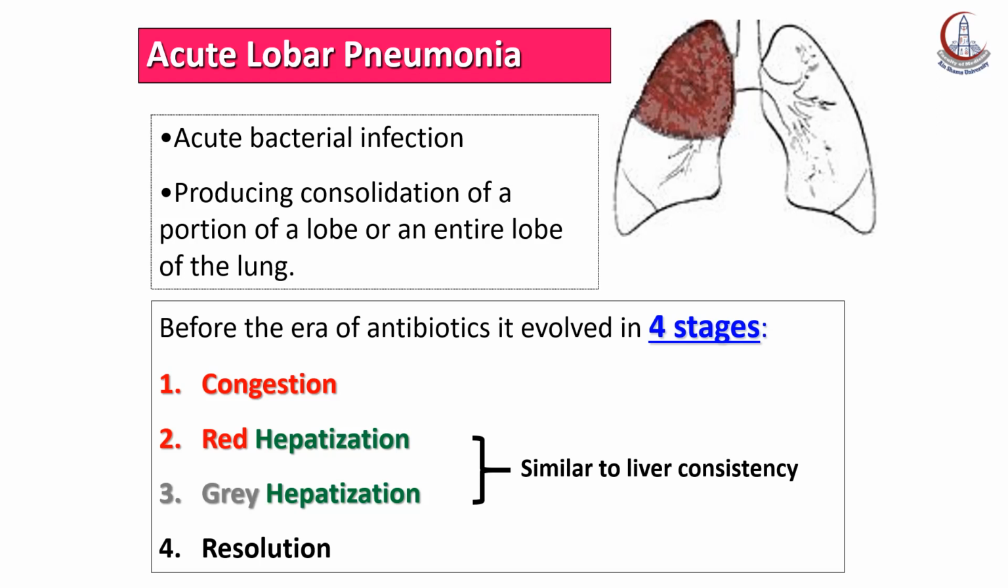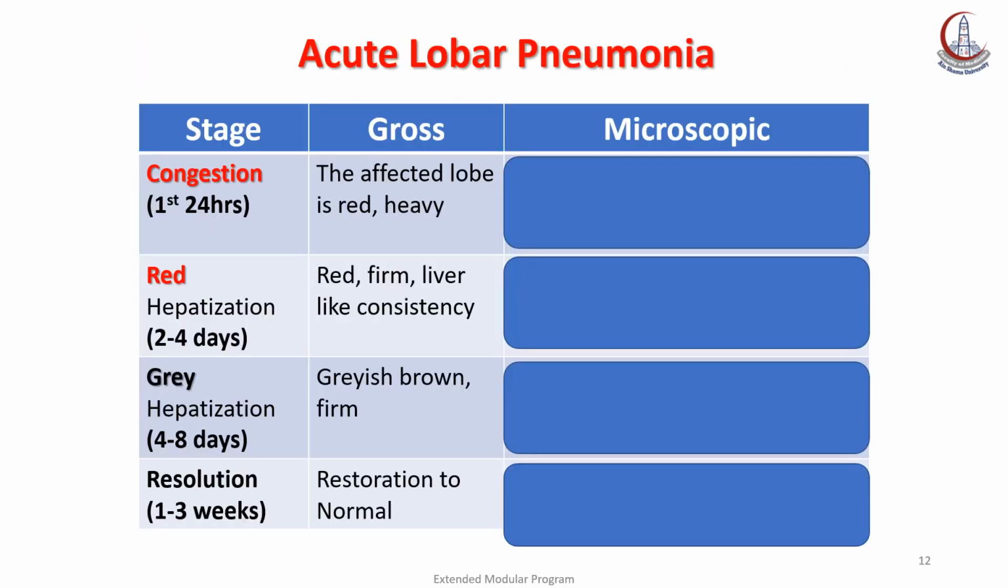Hepatization, similar to liver consistency. Instead of being spongy, it becomes more solid like liver. Stages of acute lobar pneumonia start with the congestive stage. It occurs in the first 24 hours. Grossly, the affected lobe is red and heavy.